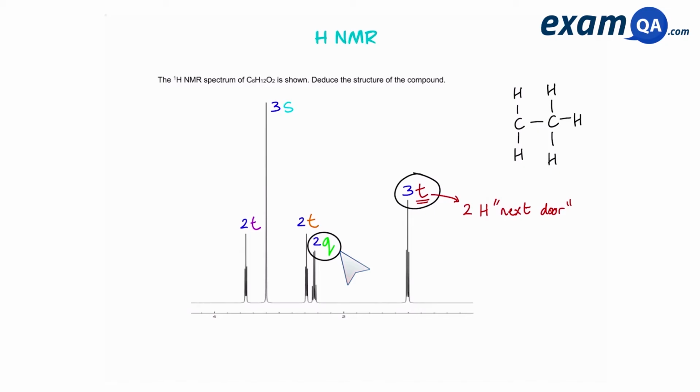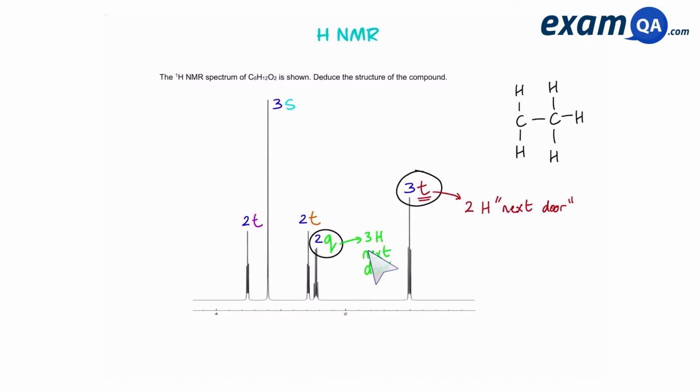Okay, so now moving on, let's see if we can use the fact that it's a quartet and its shift to work out what kind of environment this is. So we said that it's a quartet, which means that there are 3 hydrogens next door. There's already 3 there, meaning that there can't be any more on the other side. There are no hydrogens on the left-hand side.